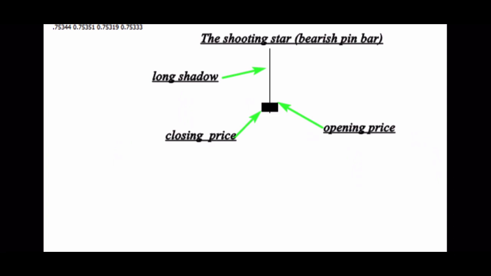The psychology behind the formation of this pattern, which is what makes it so significant, is that the buyers are trying to push the market higher. They got rejected by selling pressure, and when this candlestick forms near a resistance level, it should be taken as a high probability setup. I'm talking about 99% accurate. All right? Take it. It's a shooting star. Make a wish.